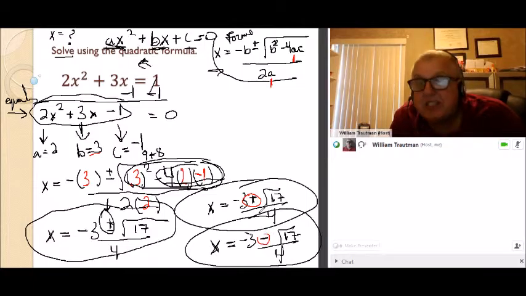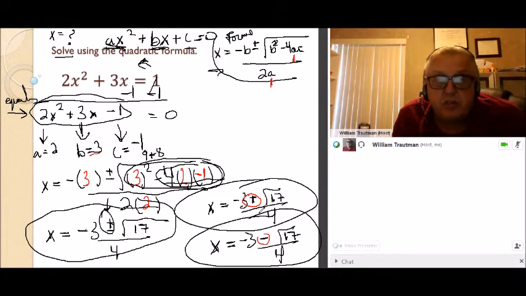And you can actually put this on your calculator and get the decimal equivalent for these answers. All right, so that's using the quadratic formula. Let's try the next problem.